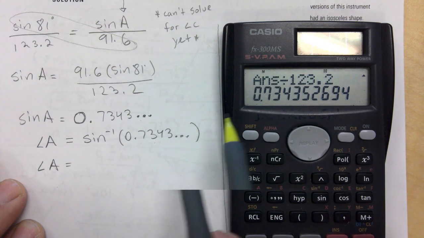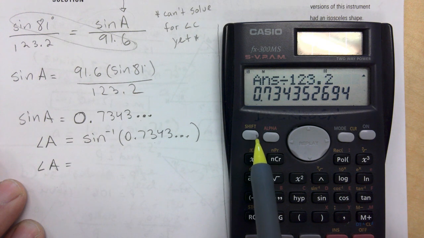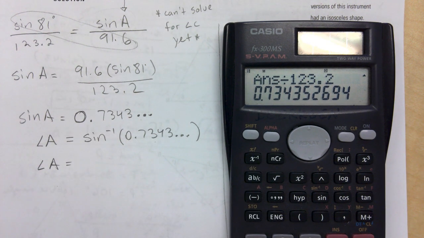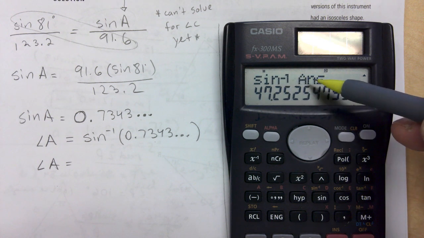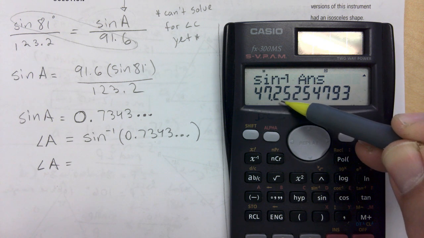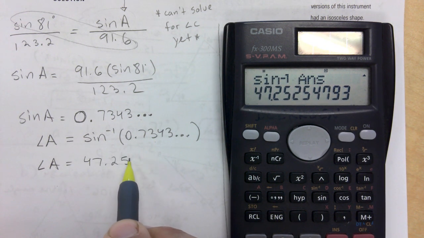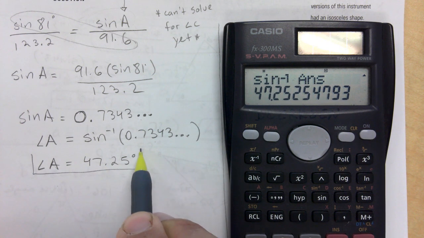I still have this number in there. So all I do is I press shift. You might have a second or something like that button, and then press sine because it's sine, right? The inverse of sine. Because watch, above sine there's a sine inverse with a -1. You press that and I hit equal, and my calculator takes that answer that I had before and already plugs it in. So it's 47.25 degrees. The province always wants you to have 2 decimals.